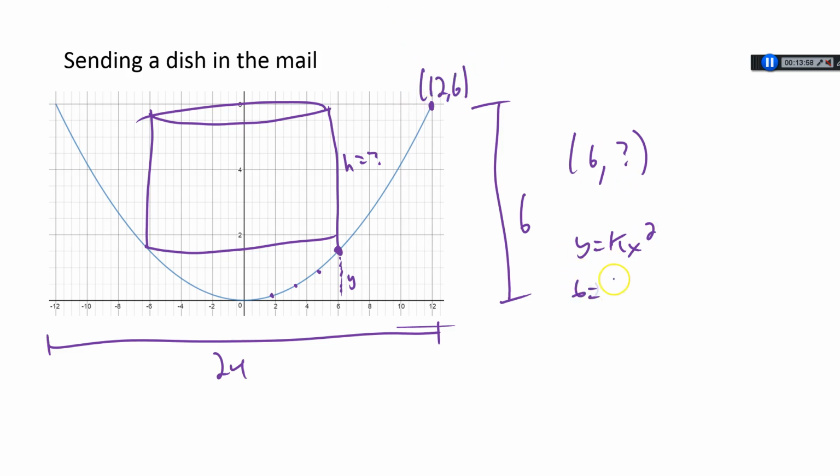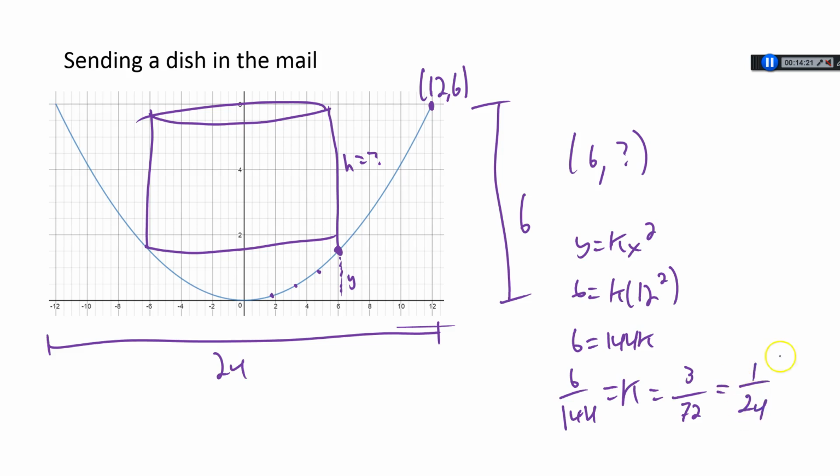So I have 6 equals k times 12 squared. 12 squared is 144. So I have 6 equals 144k. Divide both sides by 144. 6 over 144 equals k. Now let's see if I can reduce that. If I divide those both by 2, I have 3 over 72. 72 is 3 times 24. That's 1 over 24. Okay, so I have y equals 1 over 24 x squared.